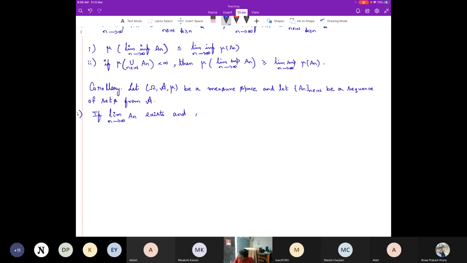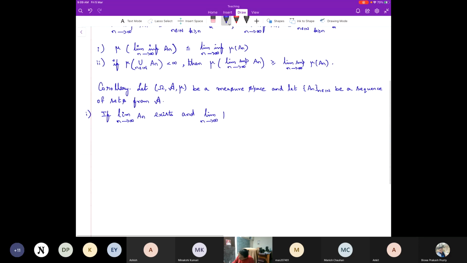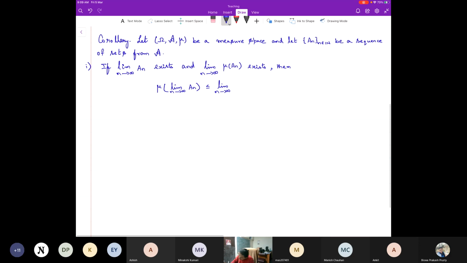And limit n tending to infinity mu A_n. If both these limits exist, then mu of the limit will be less than or equal to the limit of mu A_n. Yeah, this is the first one.